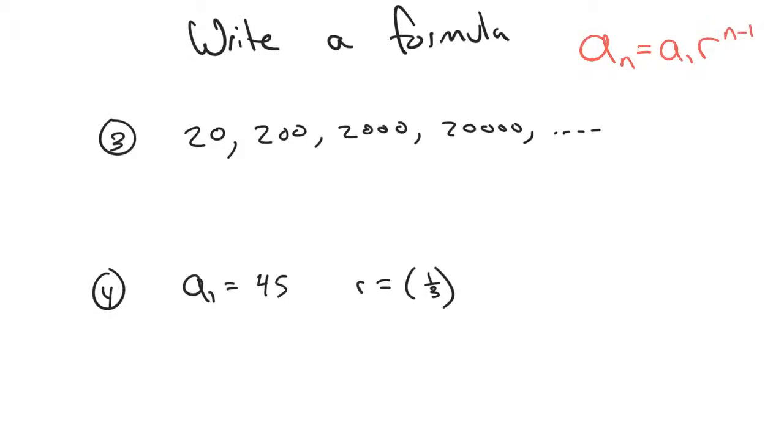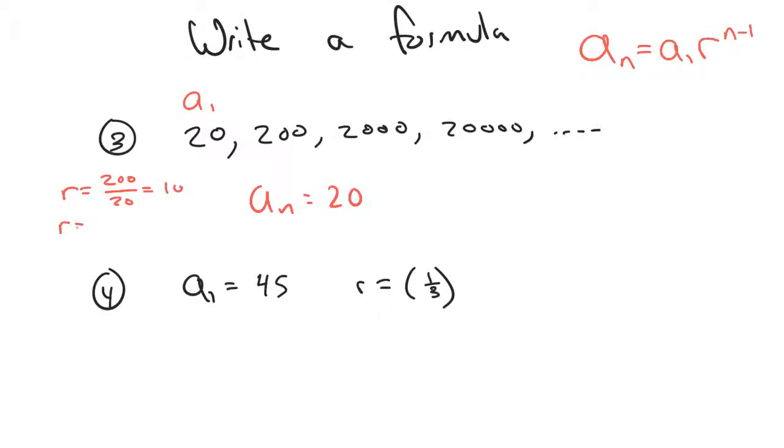When I do this, the first term is 20, a1. So I know it's going to be an equals 20. And now I need the ratio. What am I multiplying by? Well, maybe you can see it just by looking. But if you're not sure, you take a term and divide it by the one before. So we would say r equals 200 divided by 20. And when you do that, the answer is 10.